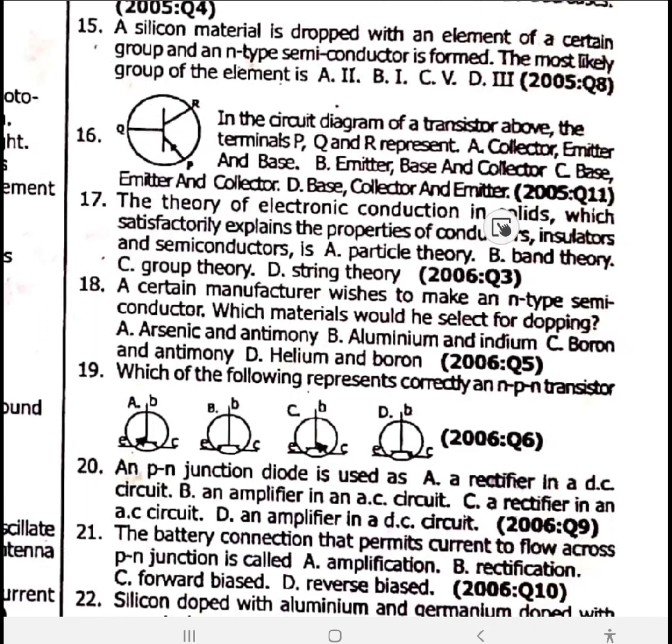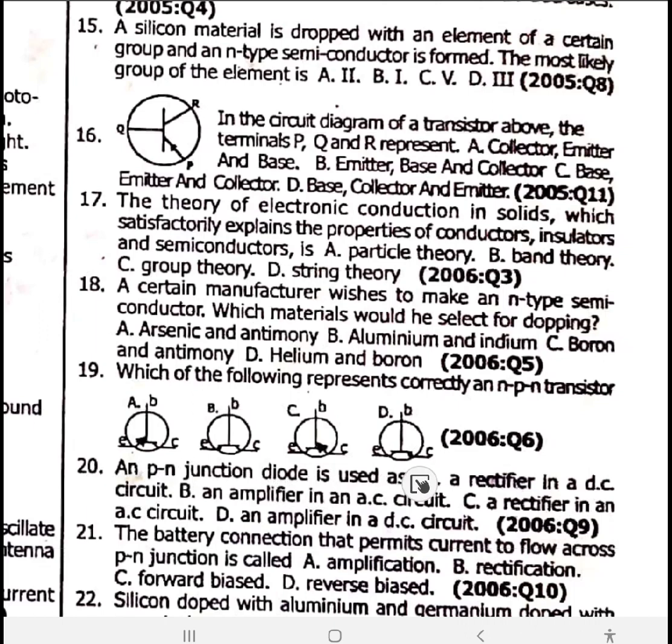The theory of electronic conduction in solids, which satisfactorily explains the properties of conductors, insulators, and semiconductors, is band theory. Option B. 18. A certain manufacturer wishes to make an n-type semiconductor. For n-type, you dope with arsenic and antimony. Option A. 19. Which of the following represents NPN correctly? Notice the arrow must be facing outward. If you check very well, because the diagram is not really clear, it's option A.